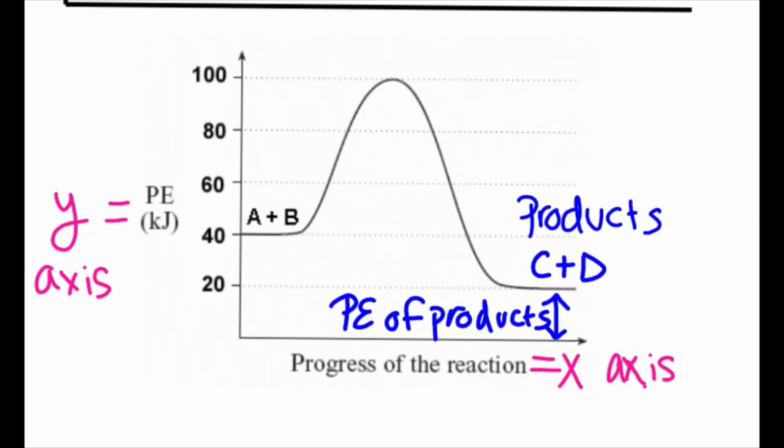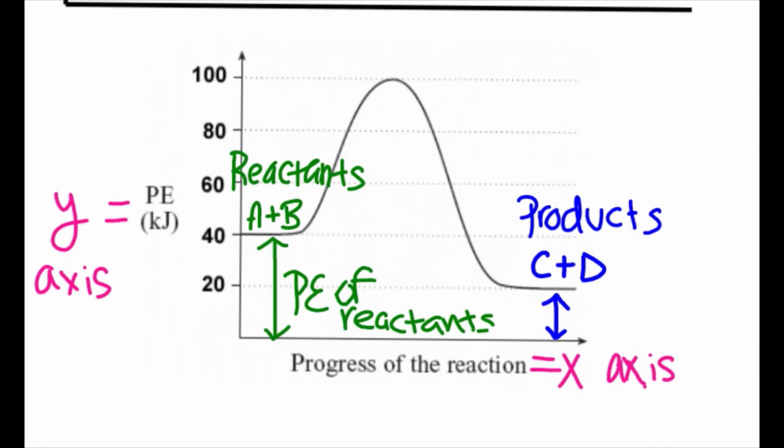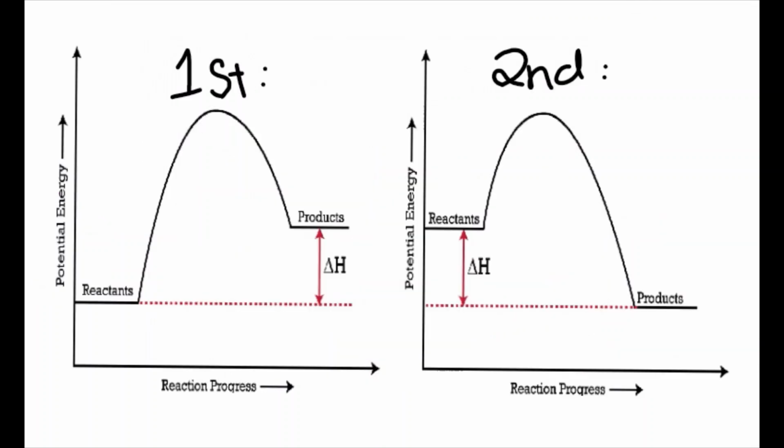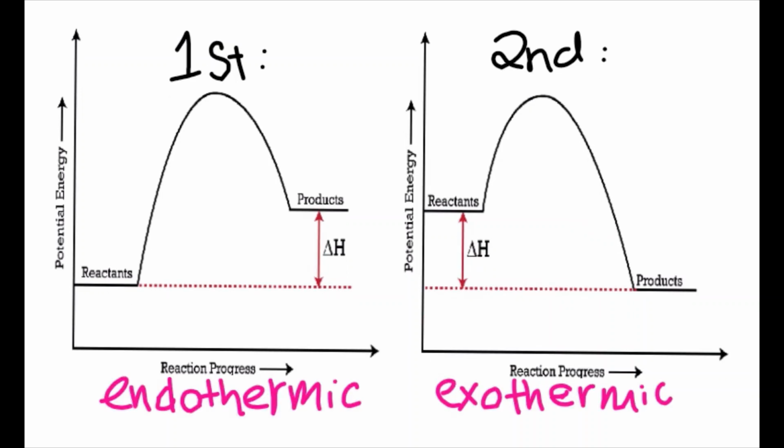As a whole, the potential energy of the products is the energy shown by the distance between the rightmost horizontal line and the x-axis, while the potential energy of the reactants is the energy shown by the distance between the leftmost horizontal line and the x-axis. However, potential energy diagrams can represent two different types of reactions: endothermic and exothermic reactions.